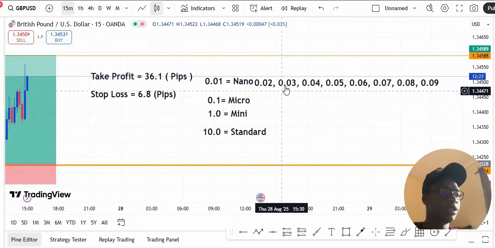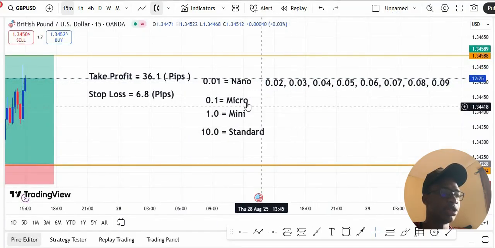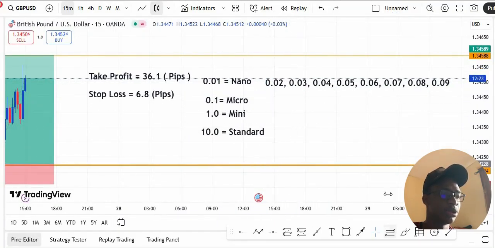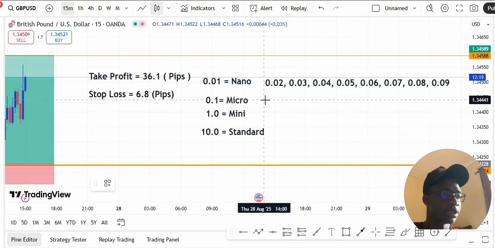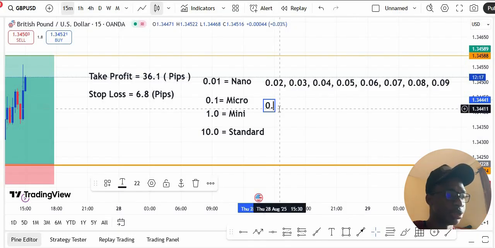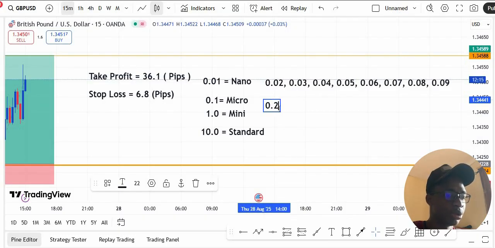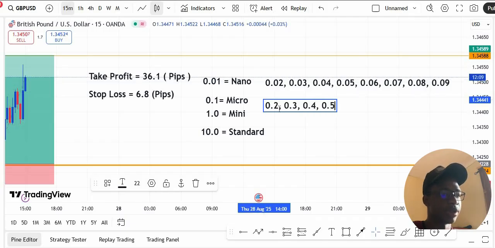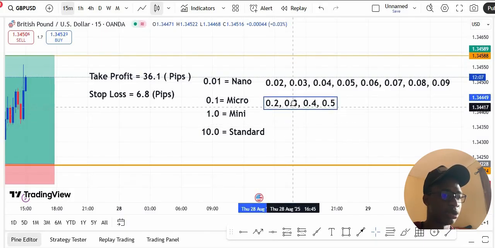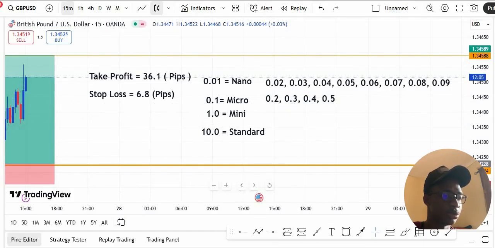So the same thing that we did for the nano, I'm going to be doing for the micro. So you know what it's going to mean. They're going to be counting upward. So it's going to be 0.2, 0.3, 0.4, 0.5, and stuff like that. Same thing goes to this zone also.